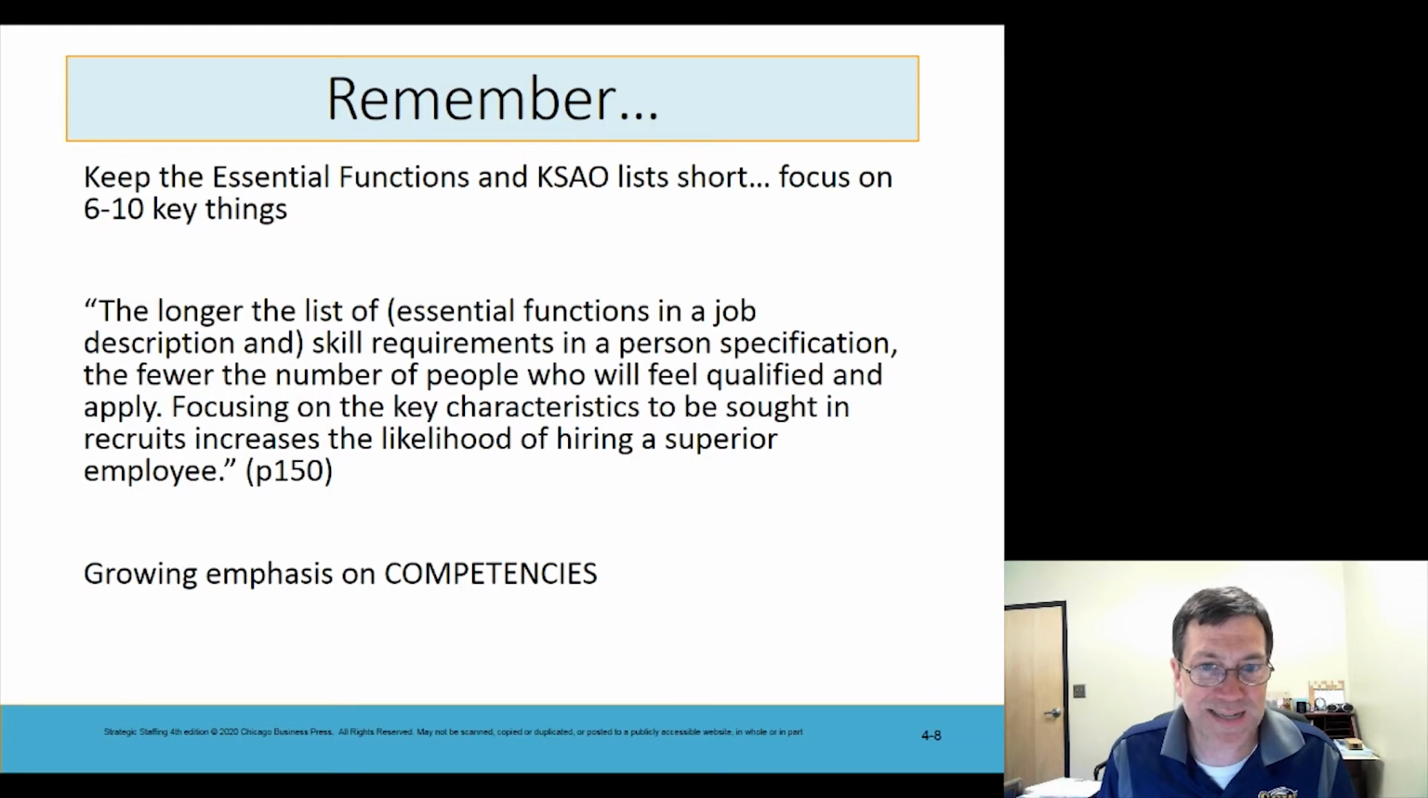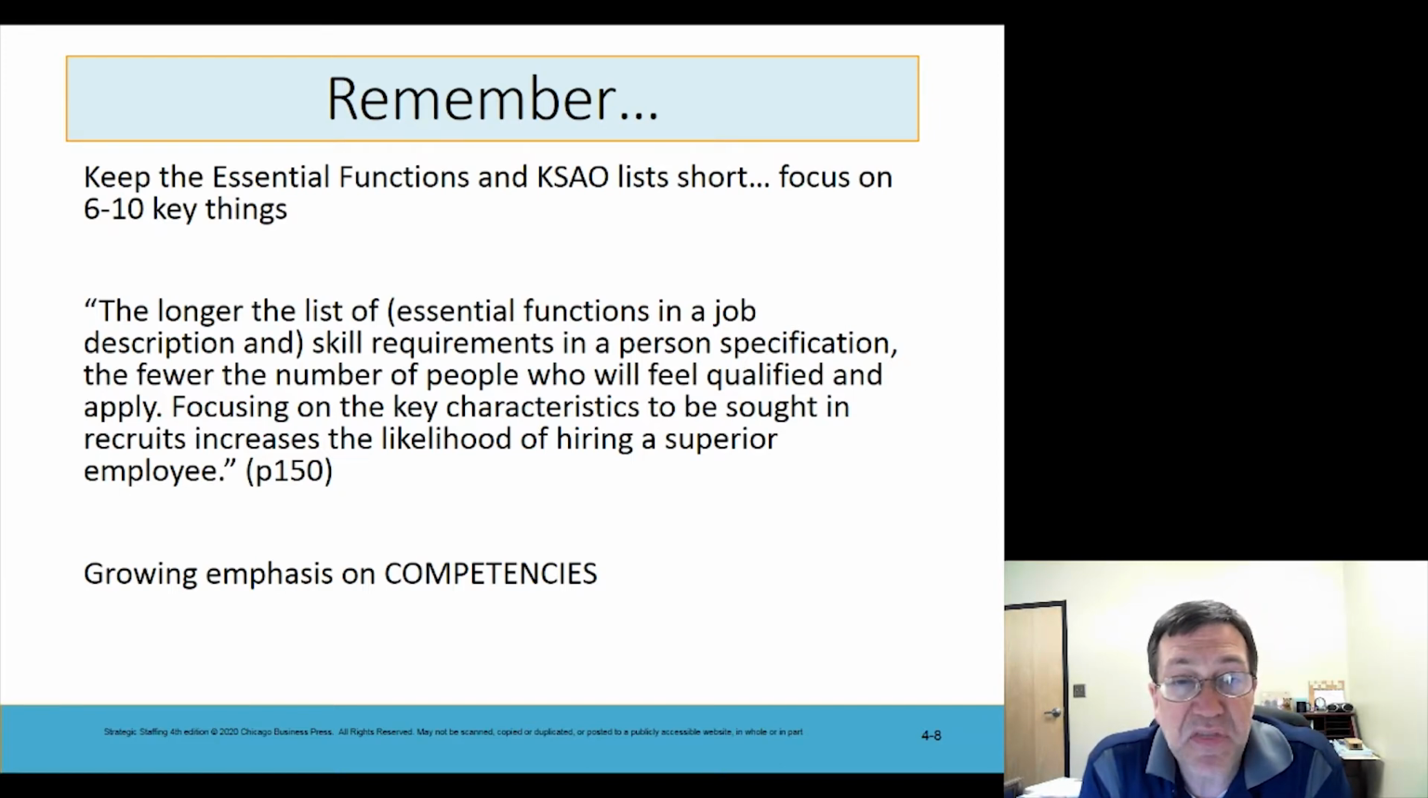And then lastly, you don't want too many of the essential functions. It may be possible to come up with a list of 30 essential functions, but try to keep it to maybe 8 or 10, the most important 8 or 10. There may be hundreds of KSAOs, but focus on the most important things that really predict success. Look at the quote from page 150.